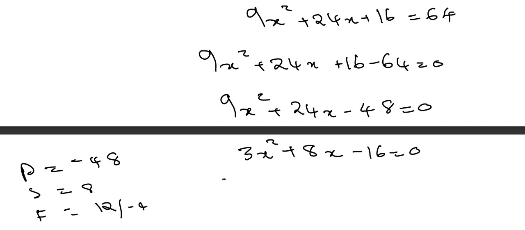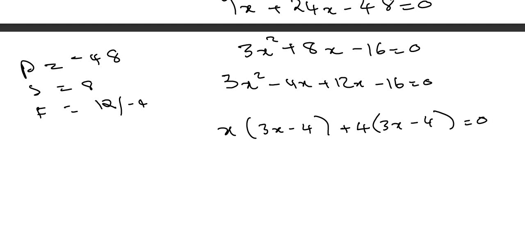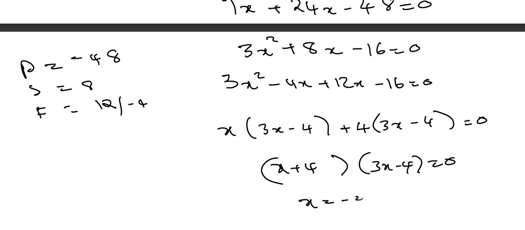So this is now going to be 3x squared minus 4x, then plus 12x, then minus 16 is equal to 0. Then this is going to be x, then you have 3x minus 4, then plus, what's common there is simply a 4. 4 can divide them. This is going to be 3x minus 4, equal to 0. So we are getting x plus 4 and 3x minus 4. x is equal to negative 4, and also x is equal to 4 over 3.